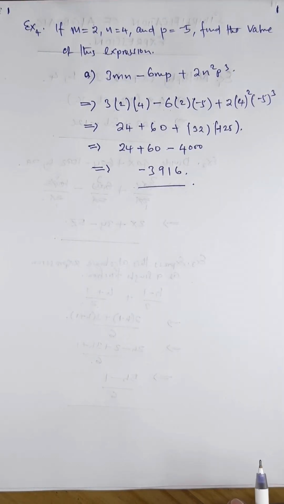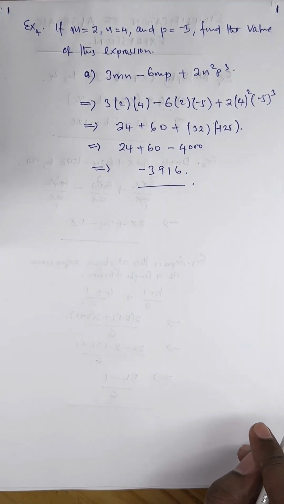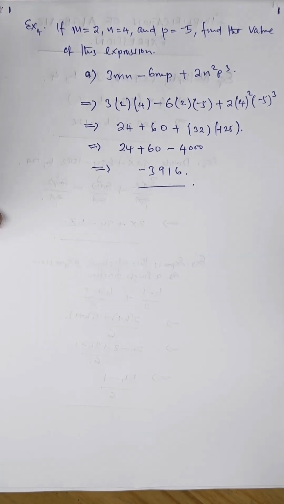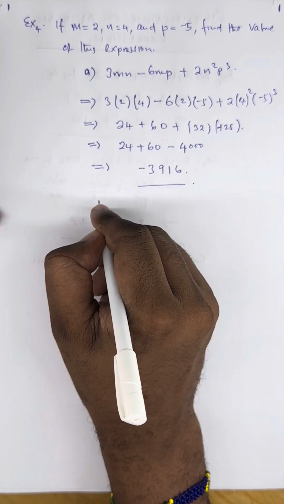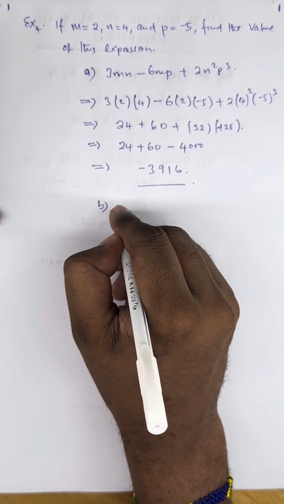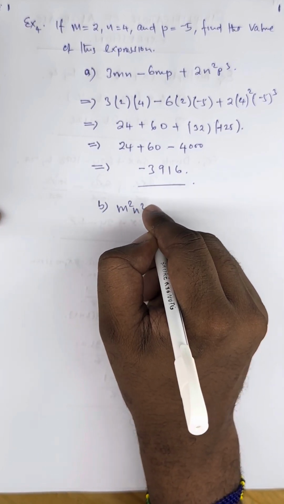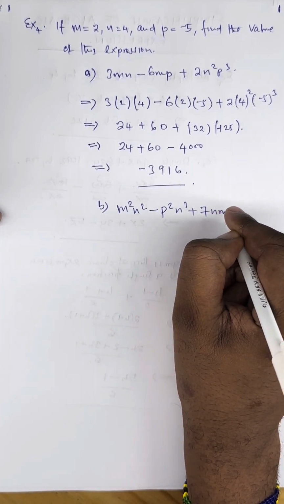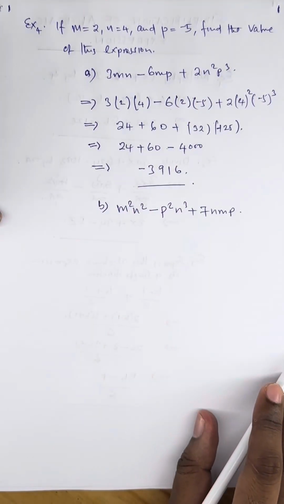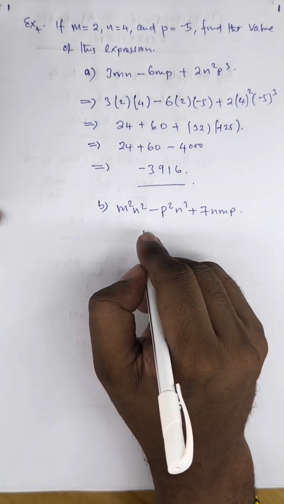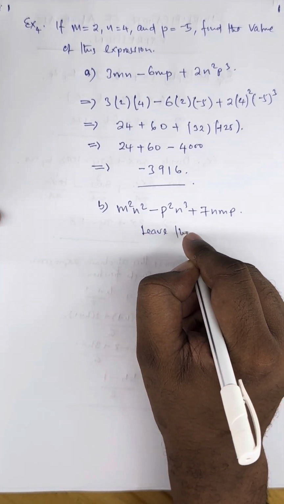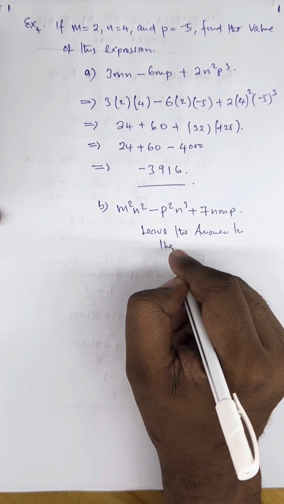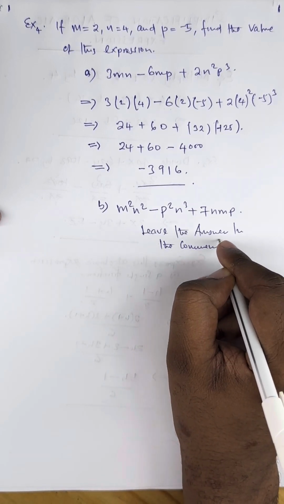So sometimes you can simplify an algebraic expression, or sometimes you can solve all of it. Are we together? So that's it. So maybe you can try this one, part B. You just try it on your own. It's m square n square minus p square n cubed plus 7nmp. Values you have on top. So you solve and leave your answer in the comment section, okay? Thank you.